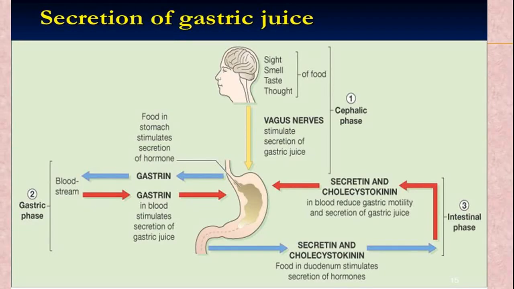This is another figure that shows the secretion of gastric juice. Sight, smell, taste, or thought of the food stimulate the nerve that innervates the stomach to produce gastrin. Gastrin enters into the blood, and through blood circulation acts on the gastric glands to secrete their secretion. When the food enters from the stomach into the duodenum, that is the first part of the small intestine, the duodenum secretes secretin, cholecystokinin, and gastric inhibitory polypeptide. All these three enter into the blood circulation, and through blood circulation they act on the gastric gland and stop the secretion of gastric juice from the gastric gland.